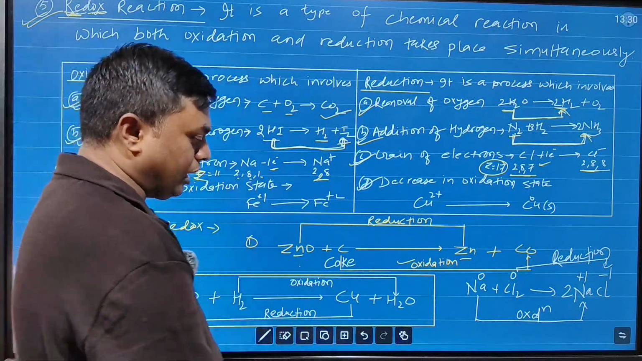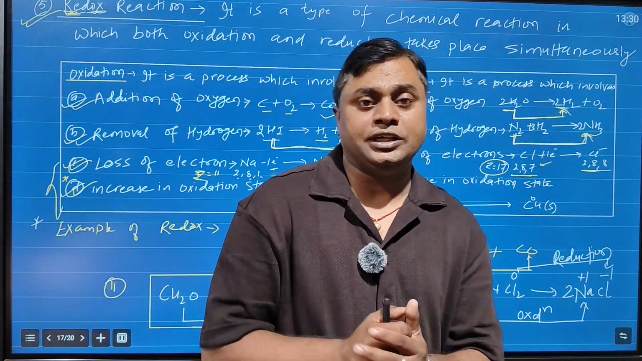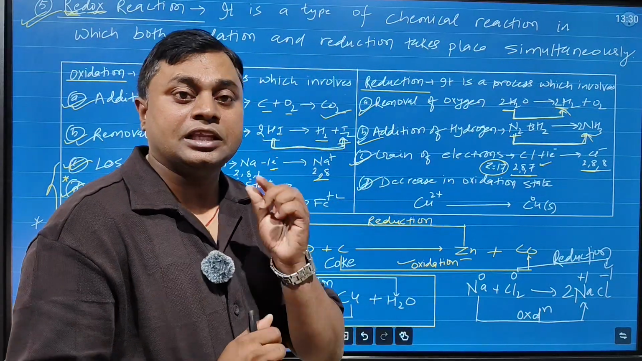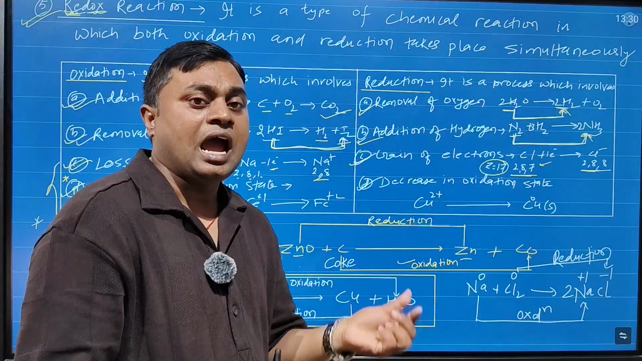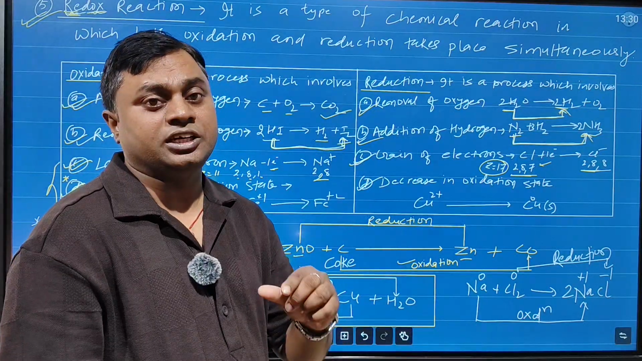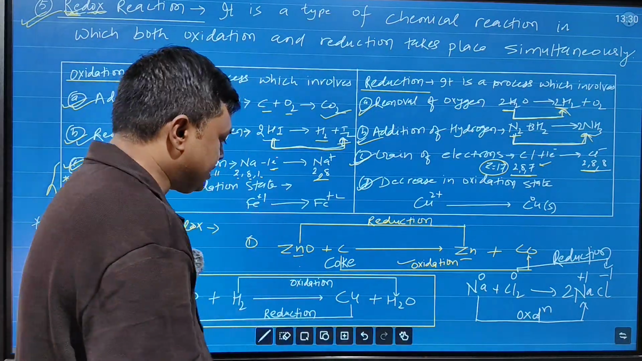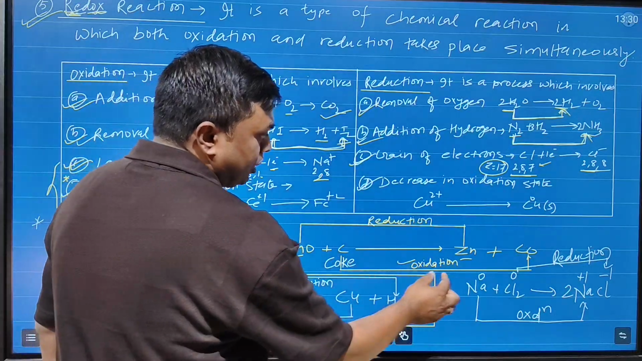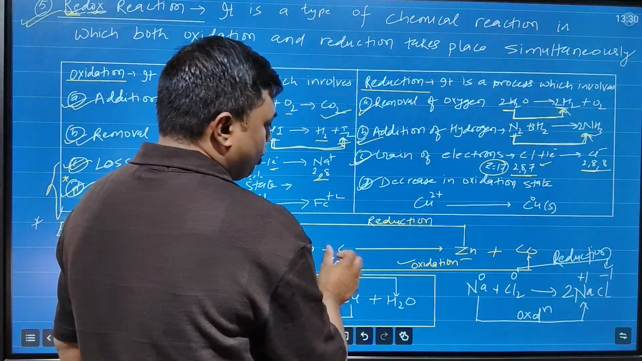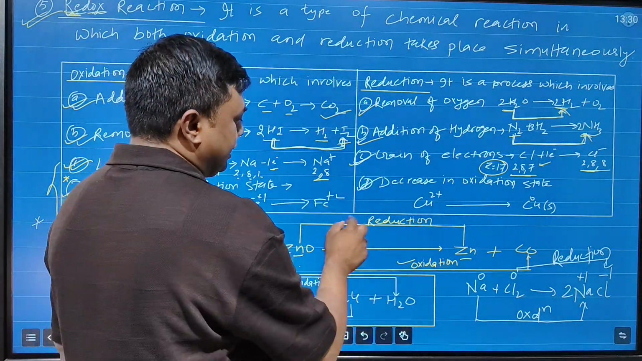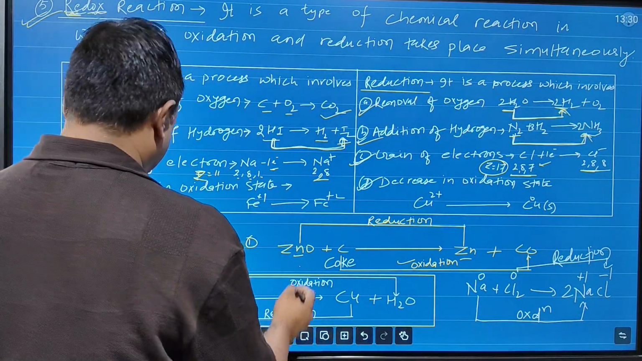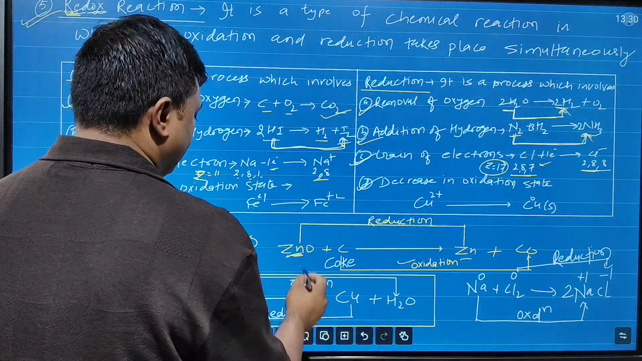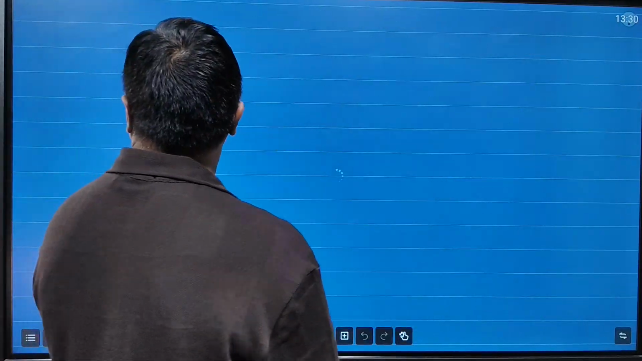They may ask you to identify the oxidizing agent and reducing agent. You should remember one thing: the substance which undergoes oxidation is the reducing agent, and the substance which undergoes reduction is the oxidizing agent. You can see here in this case, coke is undergoing oxidation, yes or no? So coke is the reducing agent and zinc oxide is undergoing reduction. So zinc oxide is what? Oxidizing agent.